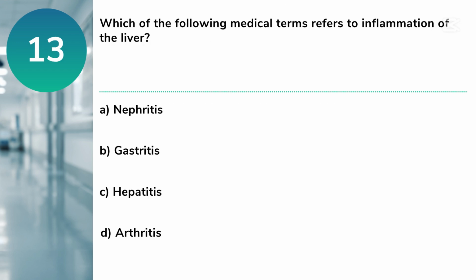Question 13. Which of the following medical terms refers to inflammation of the liver? A. Nephritis. B. Gastritis. C. Hepatitis. D. Arthritis.